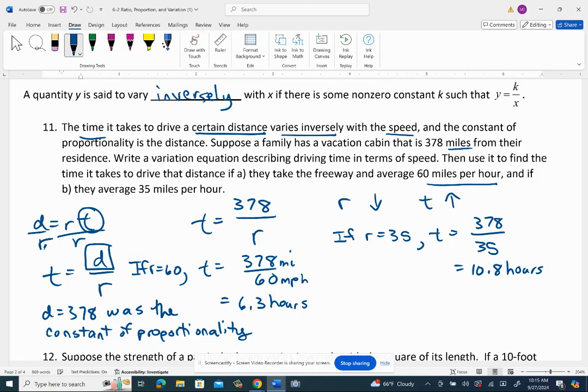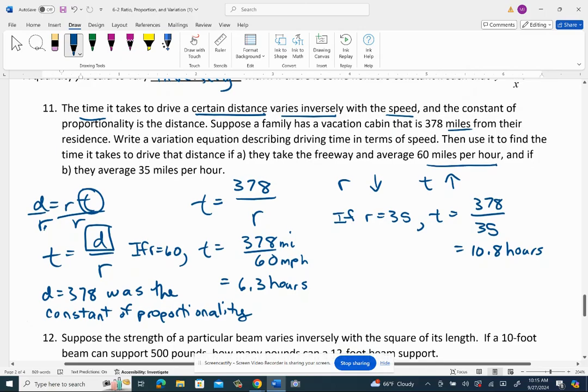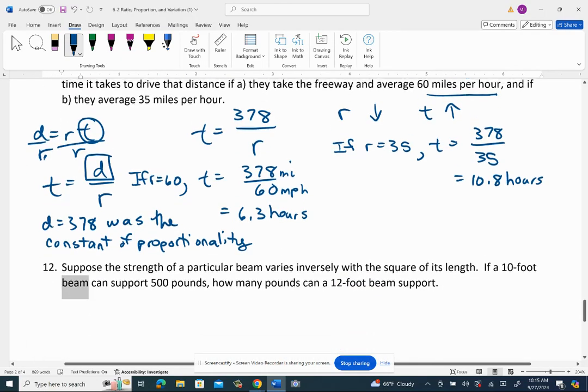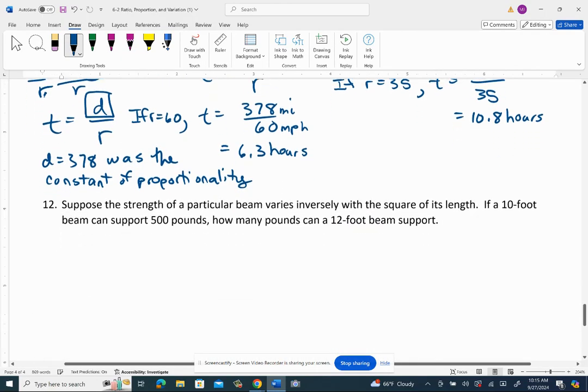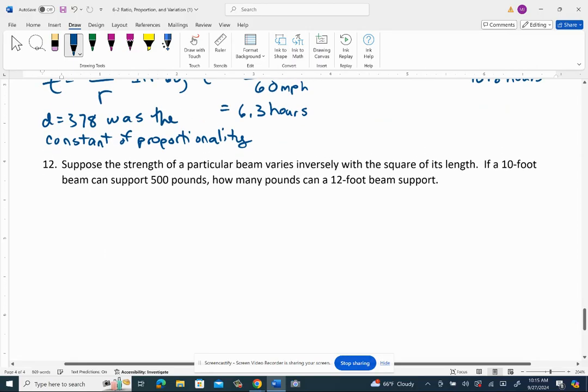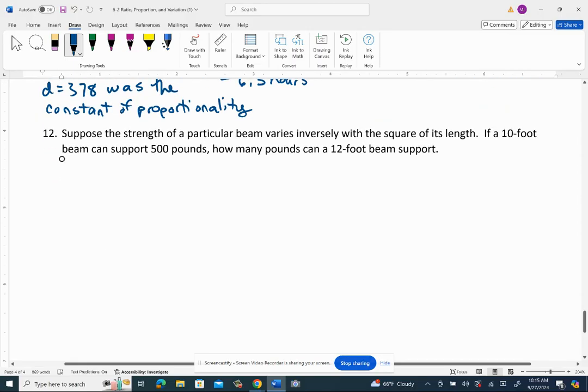Okay. All right, now let's look at one more problem that involves inverse variation. This one says the strength, measured in pounds, of a particular beam varies inversely with the square of its length.